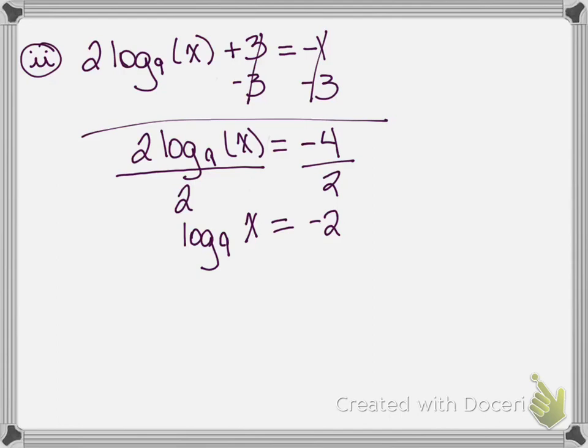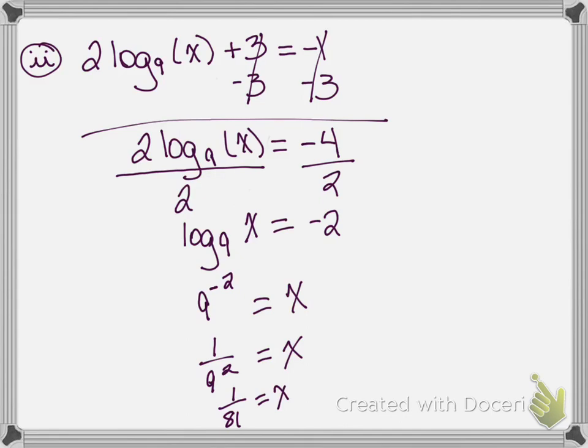Okay, now I can rewrite this. So I've got 9 to the -2 equals x. And that is 1 over 9 squared. And that's 1 over 81. And so your answer to that is 1 over 81.